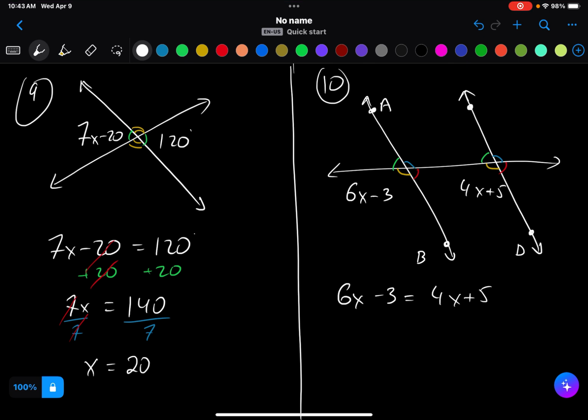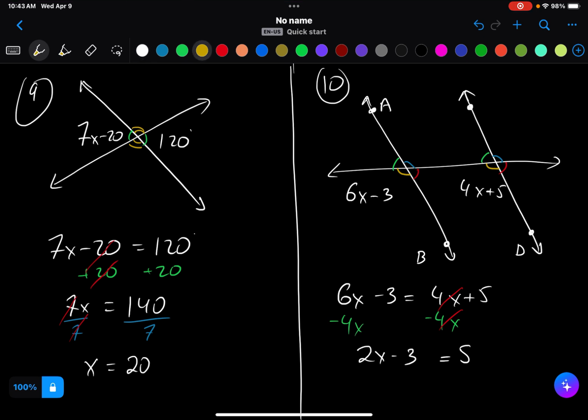Now I have x on both sides. I don't want that. I'm going to get rid of one of the x's. I think the smaller one is easier to get rid of, so I'm going to get rid of 4x on the right side. I'm going to subtract 4x from both sides. So the x is gone on the right side, which is what I want. I'm going to have 5 equals 2x minus 3.